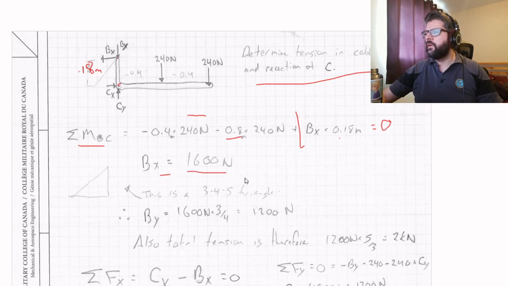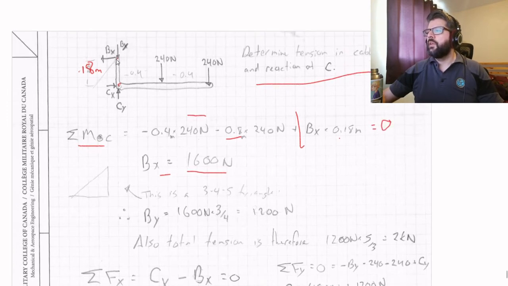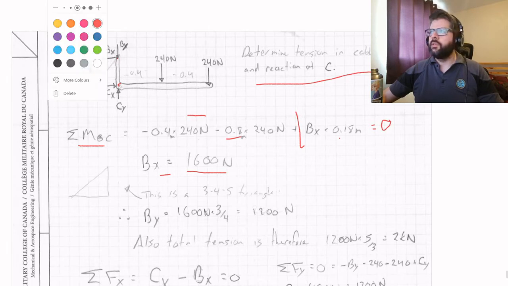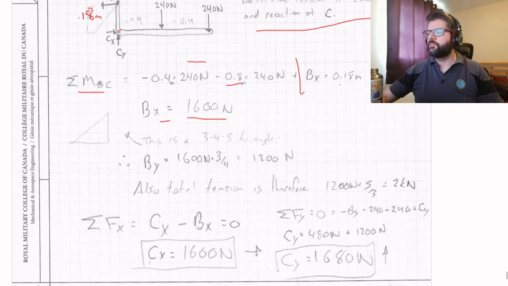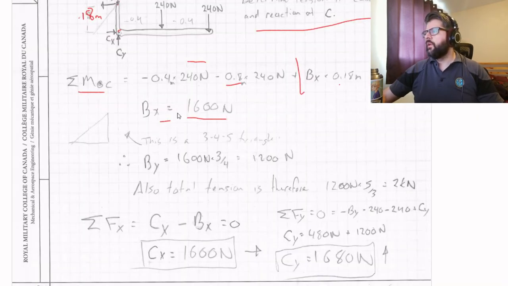So relatively simple to solve for Bx given that. We got 1.6 kilonewtons. So the dimensions of the bracket here are 0.18 meters, 0.24 meters. That actually ends up being, not too shockingly, a 3-4-5 triangle.